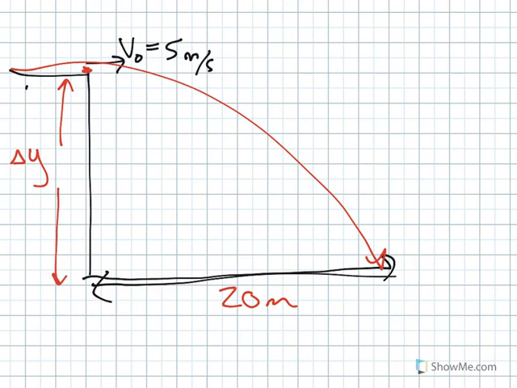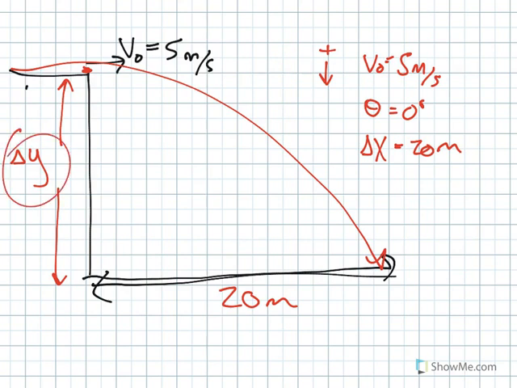So once again, in this problem, let me just call down the negative direction. So what do we know? Well, I know that v naught is 5 meters per second. I know the angle at which it is thrown is 0 degrees. I know the horizontal displacement is 20 meters. That's delta x. And here I'm looking for y.